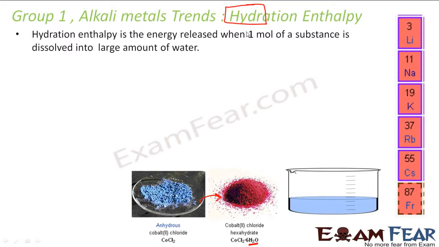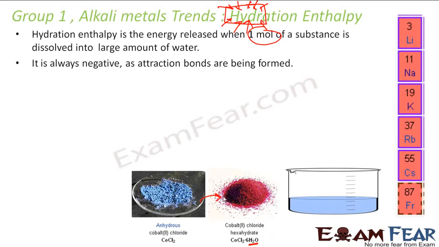Correct? The moment you think of hydration enthalpy, think of hydra. Hydra means water. That means energy released when 1 mole of substance is dissolved in a large amount of water. The example I gave was cobalt chloride, which was blue in color in the anhydrous form, and the moment you put it in water, it becomes red in color. It absorbs water. So we have to find the trend for this and understand that it's always negative. Why? Because energy is released in this case. Because bonds are formed, it becomes more stable.